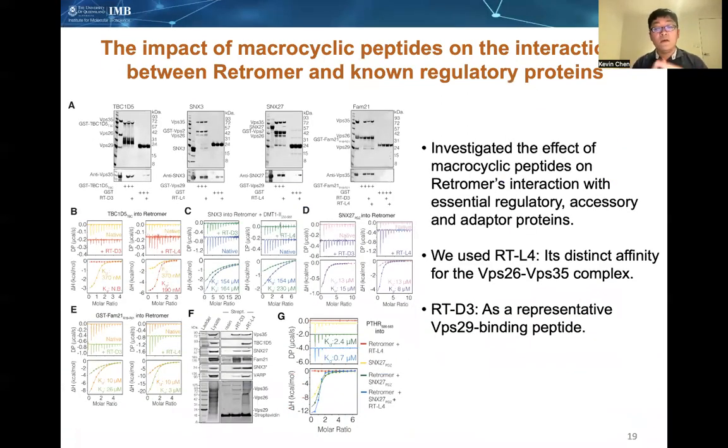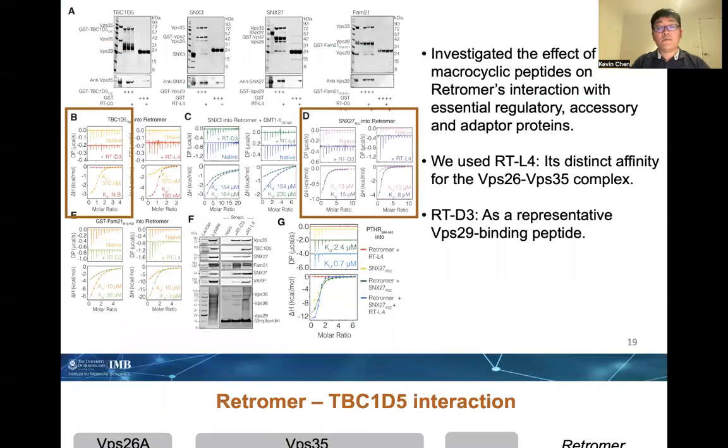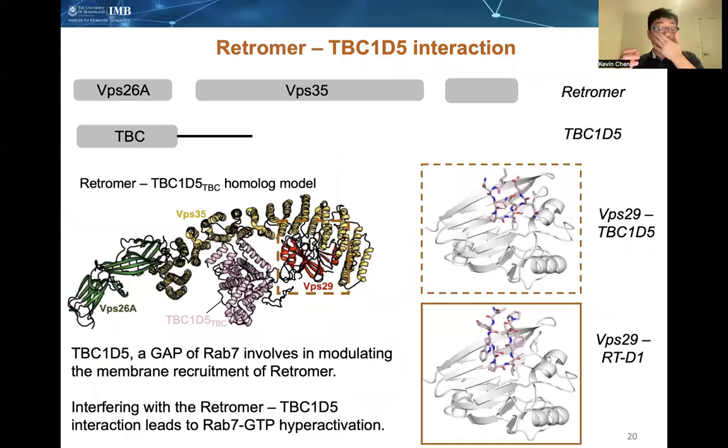This is just the figure cut from my paper. As you can see, there's a lot of effort, so I won't go into detail, but just highlight the TBC1D5. To do that, we selected two cyclic peptides, one in each category. RTO4 is the sole member, so we have to choose that. And for the VPS29 binders, we selected RTD3 because it is one of the strongest binders to the retromer. So I use two examples, TBC1D5 and SNX27, to give you an idea of how retromer interacts.